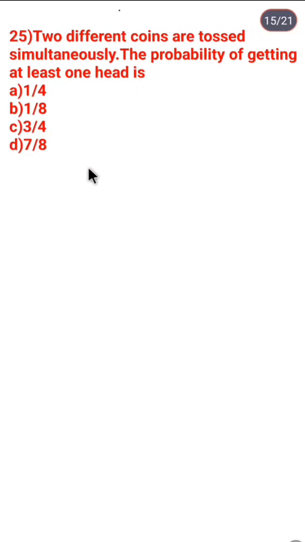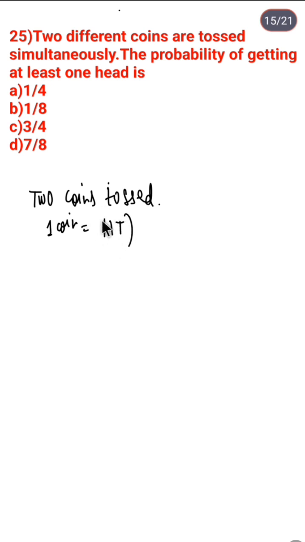two different coins are tossed simultaneously. So be careful, two different coins. When two coins are tossed, how many outcomes are there? What are the outcomes? Now when 2 coins are tossed, when 1 coin is tossed, for 1 coin what are the outcomes? Head and tail. Okay, head and tail is the outcome.